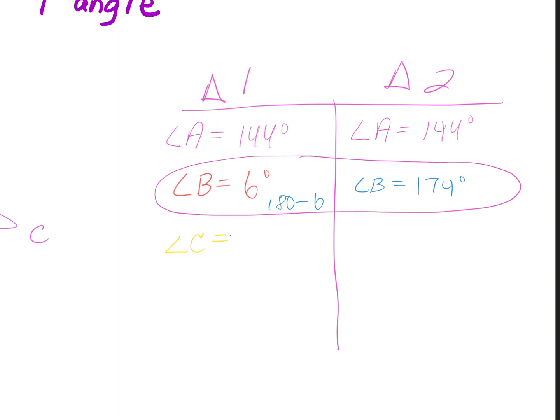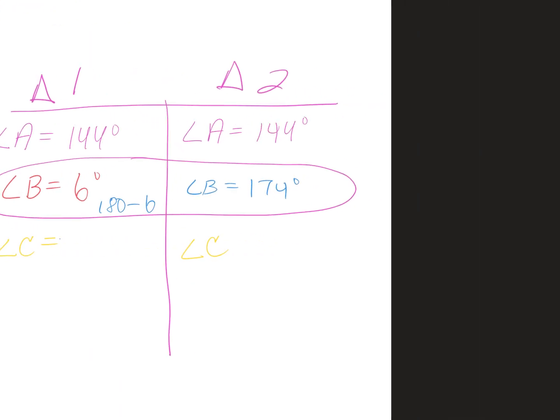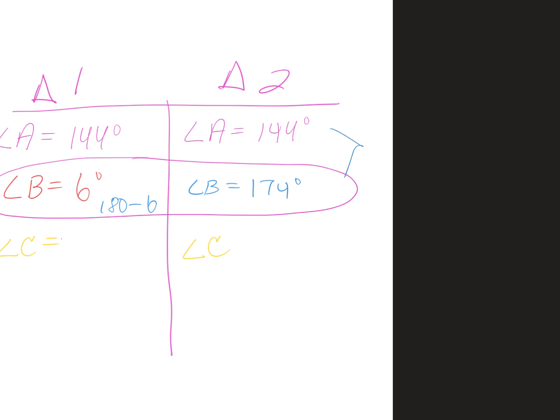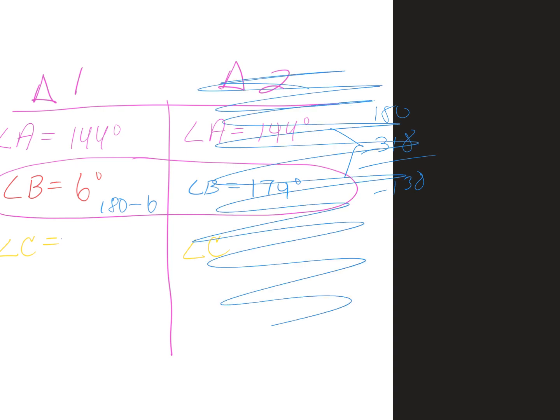174. So how would I figure out in triangle 2 what angle C was? What would I do with 144 and 174? I'm going to add them and then subtract from 180. So I get 318. Guys, what happens when you say 180 minus 318? It's a negative 138. Can you have an angle measure that's negative 138 in a triangle? No. So what did that just tell you? There's no second triangle. There's only a second triangle if when you add the two together, it's less than 180.